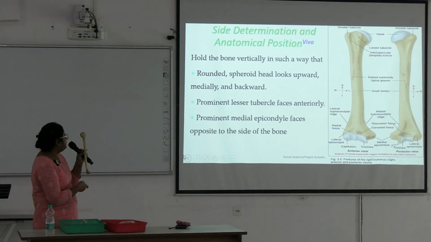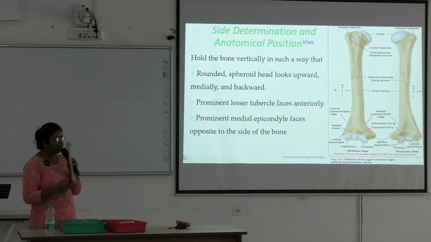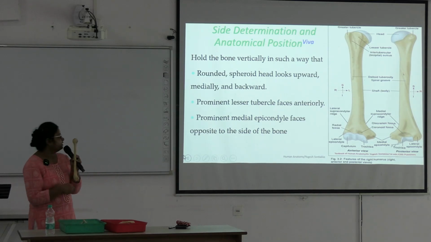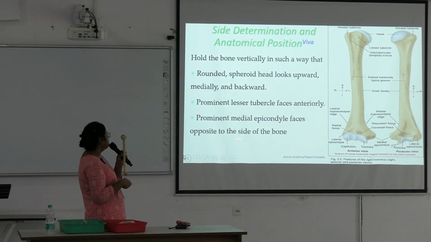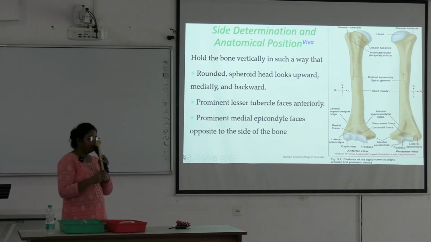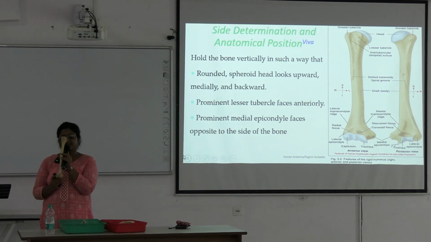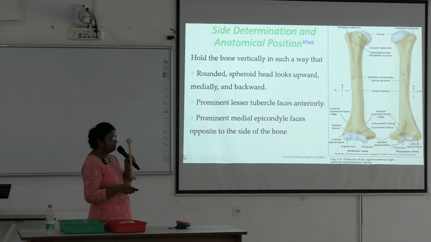And the prominent lesser tubercle faces anteriorly. Here this is the lesser tubercle, it is facing anteriorly. Then the prominent medial epicondyle faces opposite to the side of the bone. So this prominent medial epicondyle will be placed medially. This is more prominent than the lateral epicondyle. Okay, understood? So these are the 3 points you have to remember.